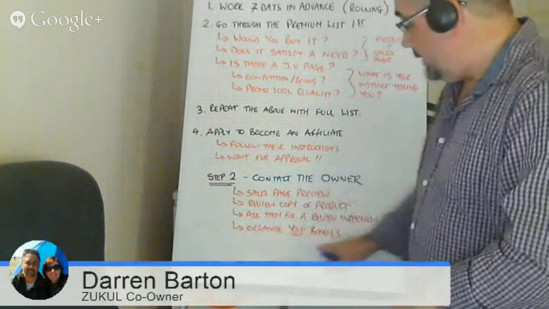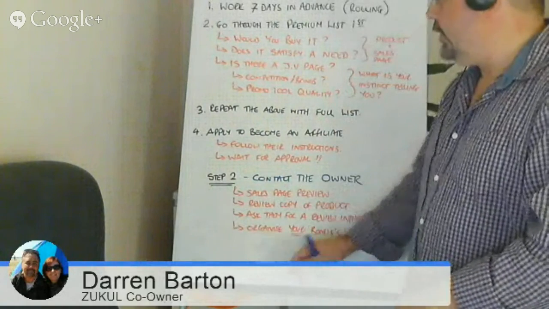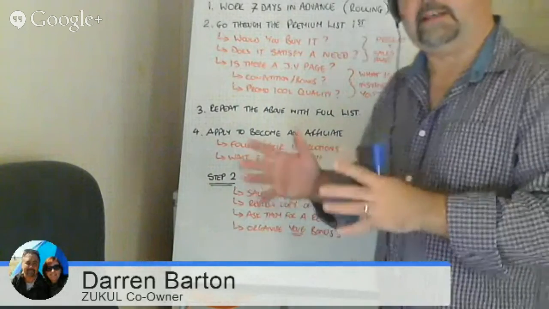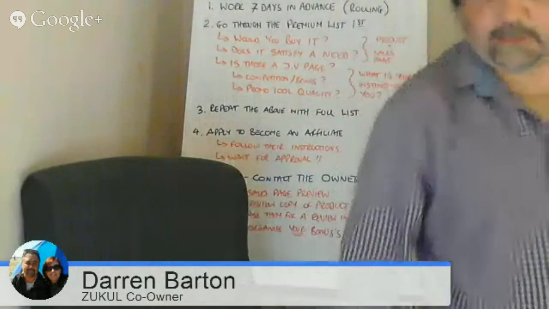And then organize your bonuses. That's the last thing that you need to do. So that's the checklist. I'm now going to show you what that actually looks like in real life. So I shall now try and do a screen share without cutting everybody off. So we'll go over, not to chat, we'll go to screen share.